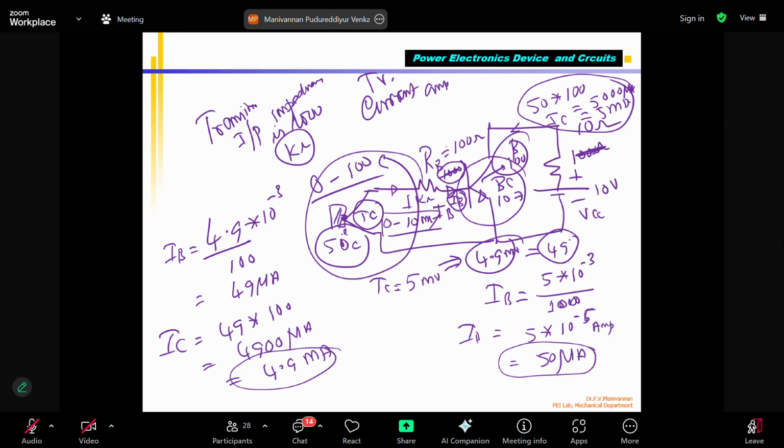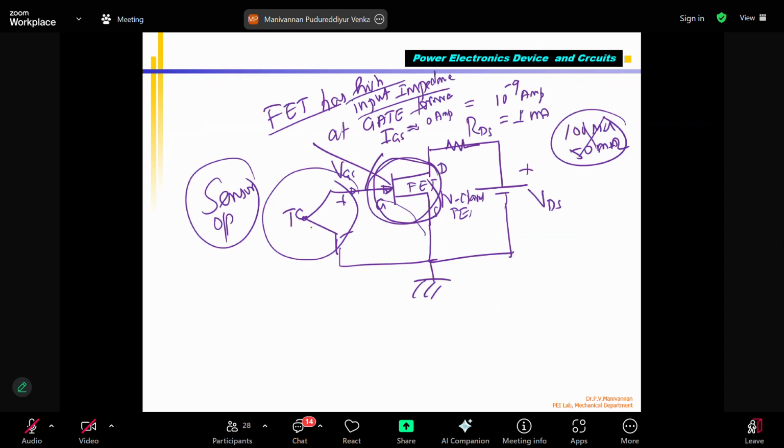So loading effect comes if I try to amplify the sensor signal using a transistor amplifier, which is a current amplifier whose input impedance is low compared to FET. FET, as I told, is in megohms, 10 megohm, 5 megohm, 50 megohm, something like that. The transistor is in kilo ohms. Voltage divided by kilo ohms will take more current compared to the same voltage divided by megohms. So that's why they invented the FET amplifier. First invention was the transistor. Subsequently, they invented FET. Then they invented MOSFET. So MOSFET is a better version. Now you understood the advantage of having a FET amplifier.